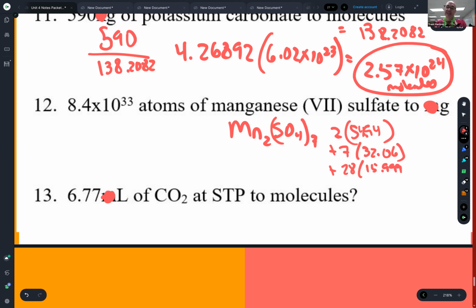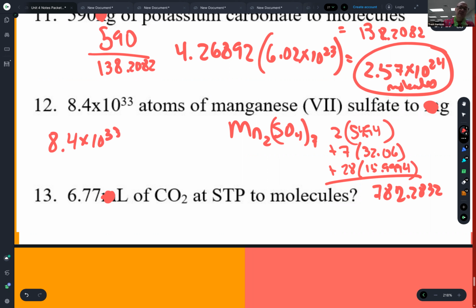Man, add all that together. 28 times 15.9994 plus 7 times 32.06 plus 2 times 54.94, and we get a huge value, 782.2832. Take that value later on. But right now, 8.3 times 10 to the 33, we will need to divide by Avogadro's number.